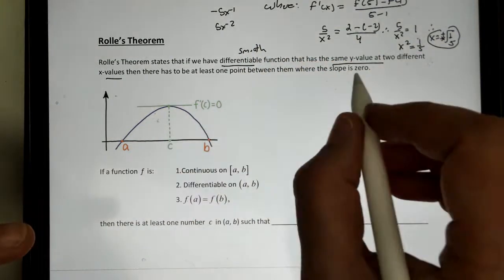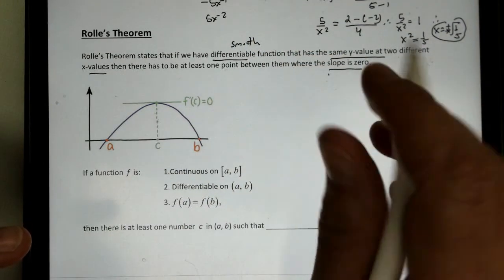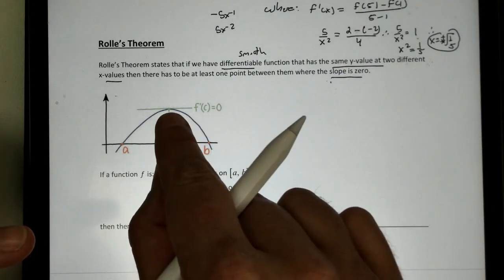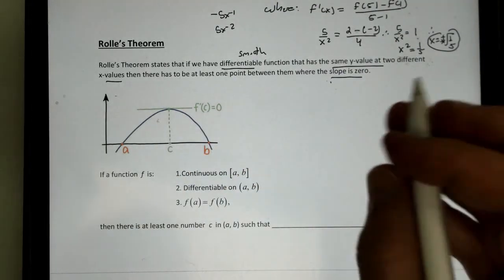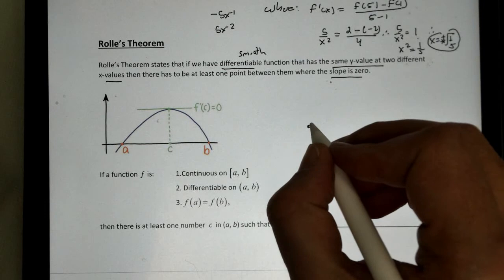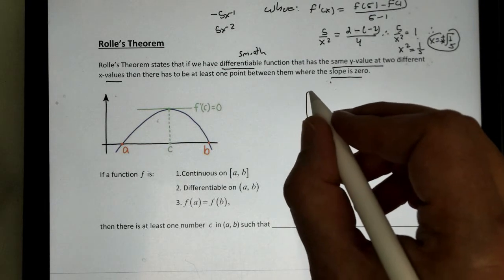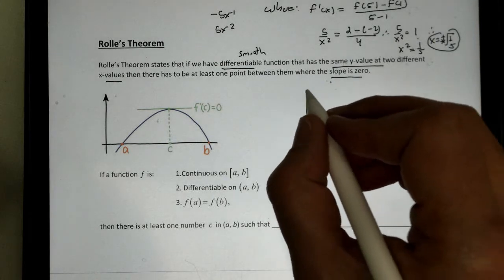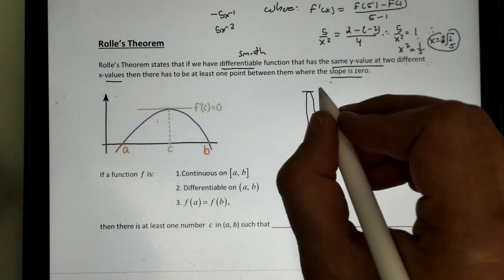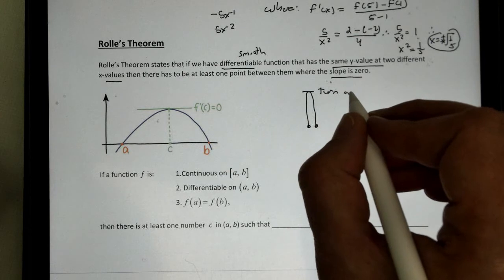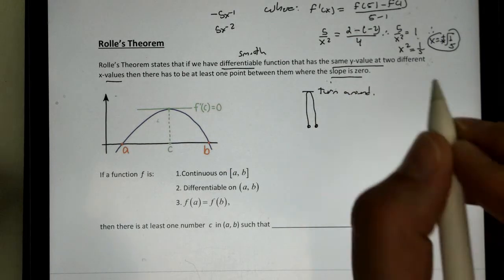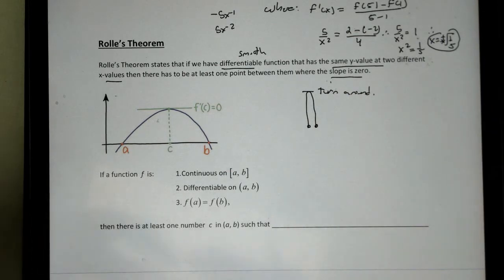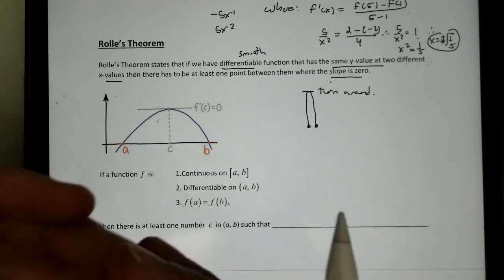Then at some point in between, the slope has to be 0. And that's what it says. It makes sense. If you throw something straight up in the air, it comes back and it lands in the exact same spot or near to it. At some point, we have to turn around. That's what Rolle's theorem says. At some point, you're turning around. If you start and end at the same place, you're turning around.